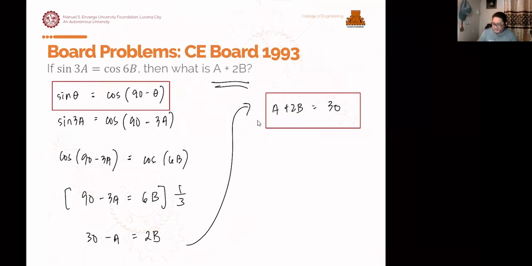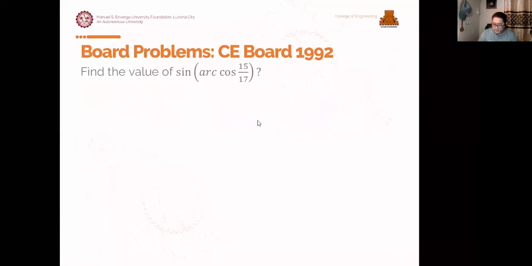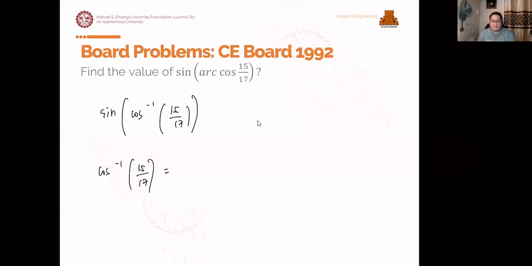Next is ayan, Seaboard 1992. Find the value of sine of arc cosine 15/17. Okay? So in symbol that is sine, as arc cosine is cosine inverse 15/17. Okay? So, ibig sabihin yan yung given natin. So, focus muna tayo doon sa loob ng sine. So, doon tayo sa cosine inverse 15/17 equal siya to a certain number. Tawagin ko yung certain number na yon as x, no? Okay? Or a certain angle, okay?